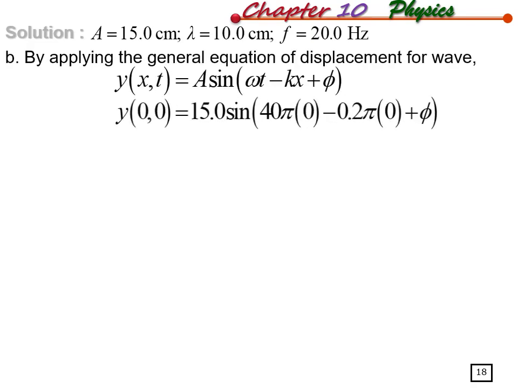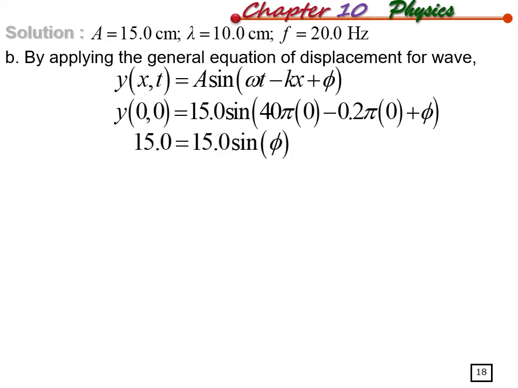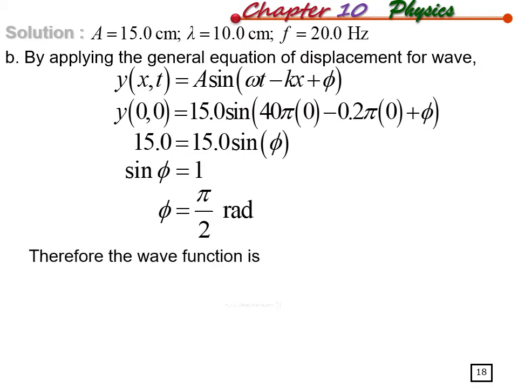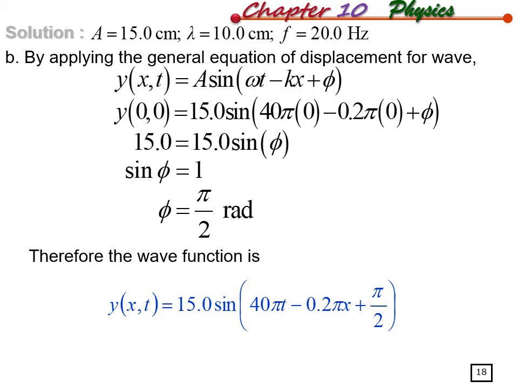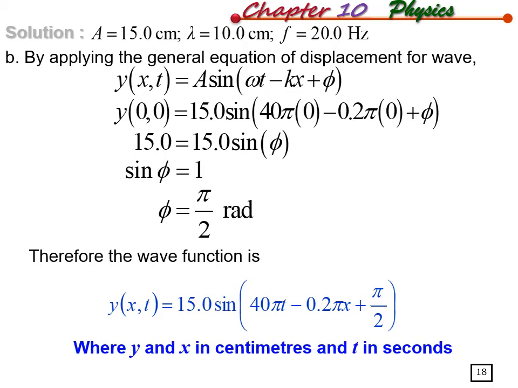Applying the general equation, replace in the values, so we'll end up with 15. The amplitude is also given as 15, so that means sine phi will be equivalent to 1. That means your initial phase will be equivalent to pi over 2 radian, which is 90 degrees. Therefore, rearrange and replace in the values, and you will end up with the final equation, where y and x are in centimeter and t is in second.